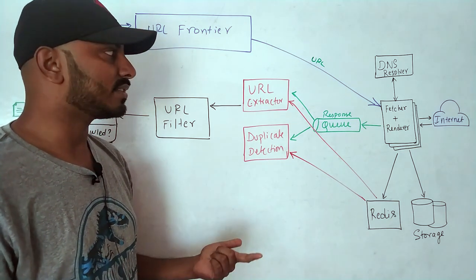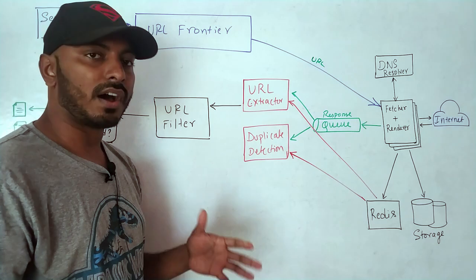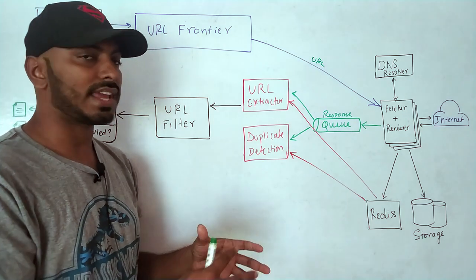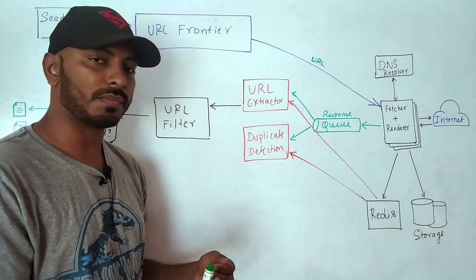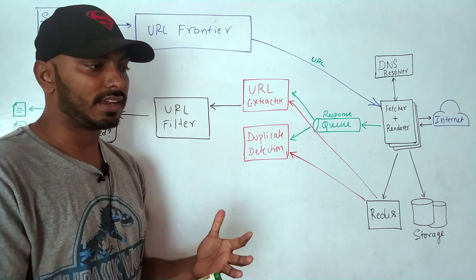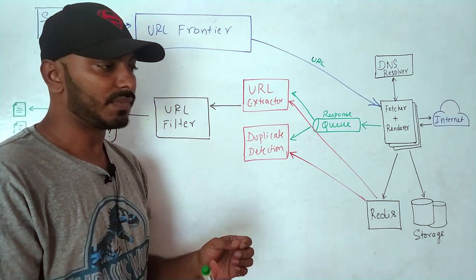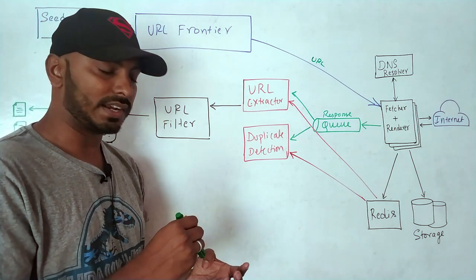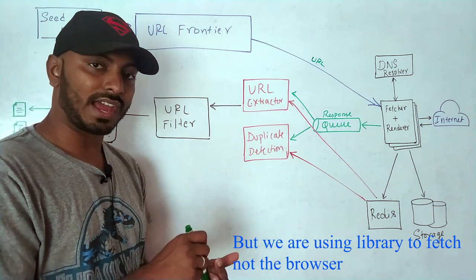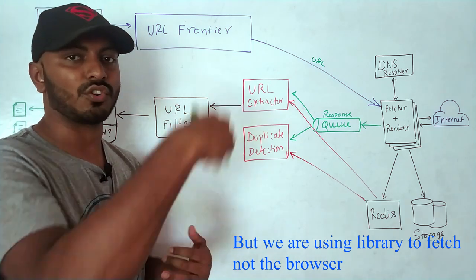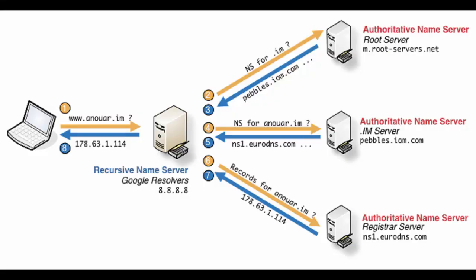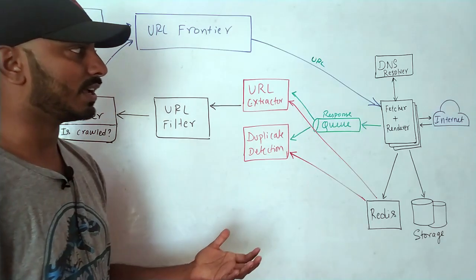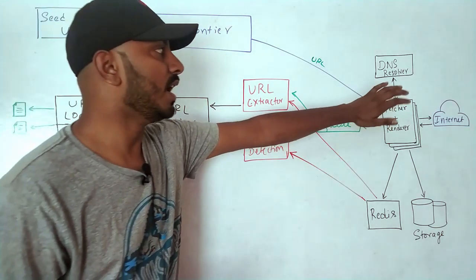There are a couple of reasons why. If we don't have our own custom resolvers, it usually takes a lot of time to resolve, because the usual way is that first we check in the operating system, then in the browser cache, then in the ISP, and then it goes on through different hops, right? It takes a lot of time. To cut down the time spent on DNS resolution, we can implement our own DNS resolver.